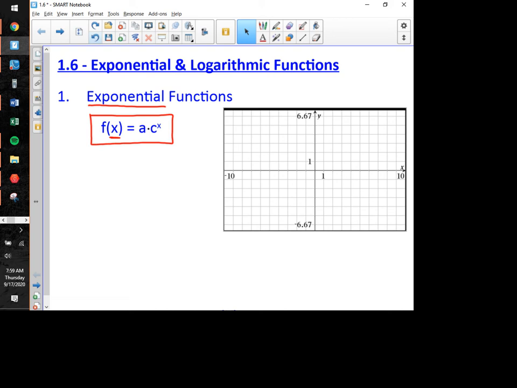So the important thing about an exponential function is that the variable is located in the exponent. Let's draw a distinction between that and maybe a function that would look something like this: g of x is equal to x squared.